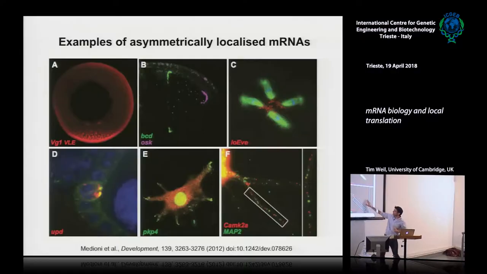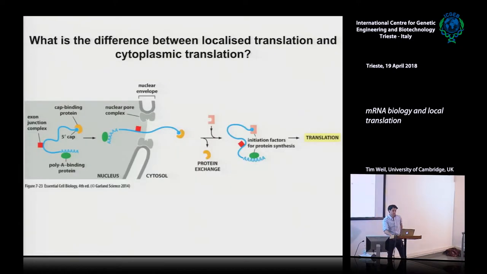And just skipping ahead, you see here, these are in cultured mammalian hippocampal neurons, the localization of CAMK2 and MAP2. So we see again that these are wildly conserved, very common to find in many different types of cells.